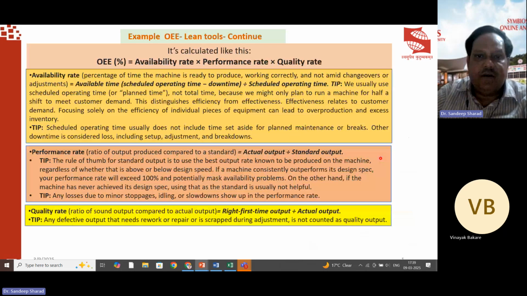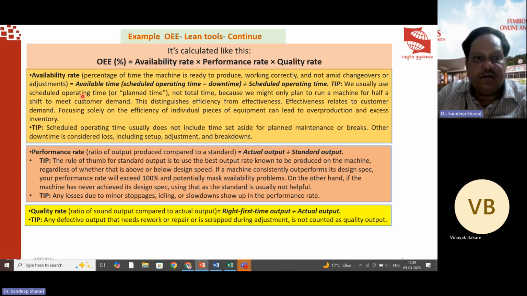So OEE will be the availability rate, performance rate, and the quality rate. Availability rate is the percentage of the time the machine is ready to produce, working correctly and not in changeover or adjustment. So available time is scheduled operating time minus downtime, divided by the scheduled operating time.